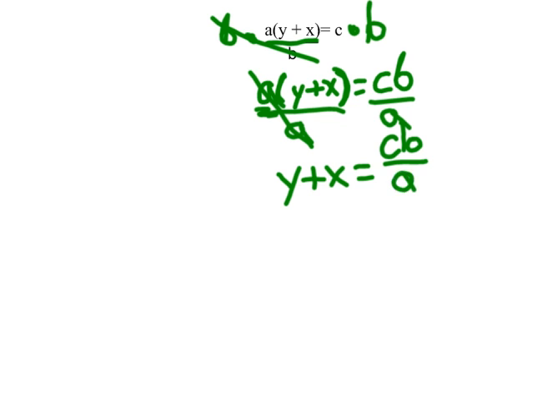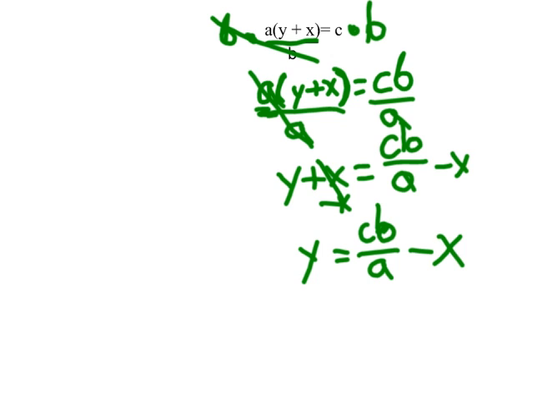Now, the end is near. I can see the only thing I have over there is y plus x. All I've got to do is subtract an x, and I've got my y alone. y would be equal to c times b over a minus x. So really all I'm doing is undoing that equation until I get whatever variable is desired alone. In this case, it was y.